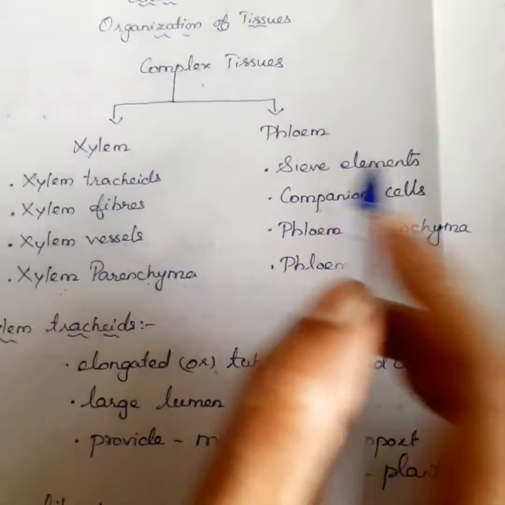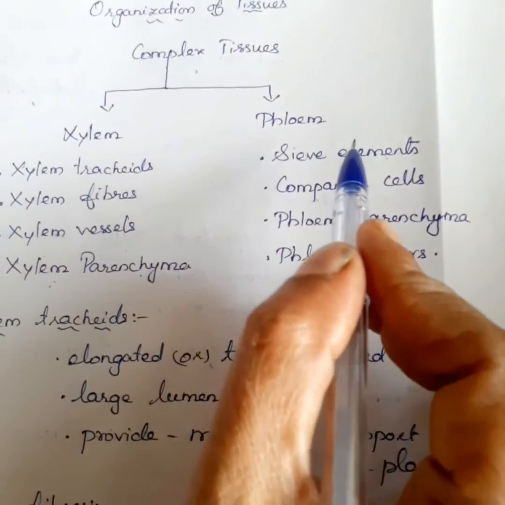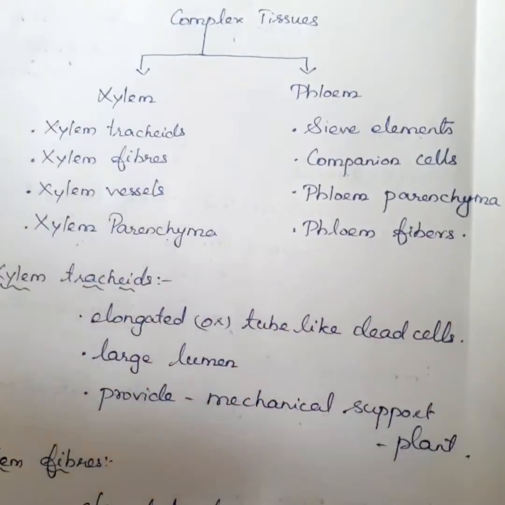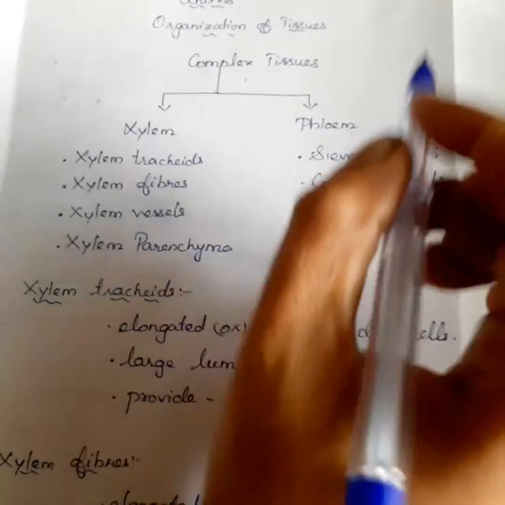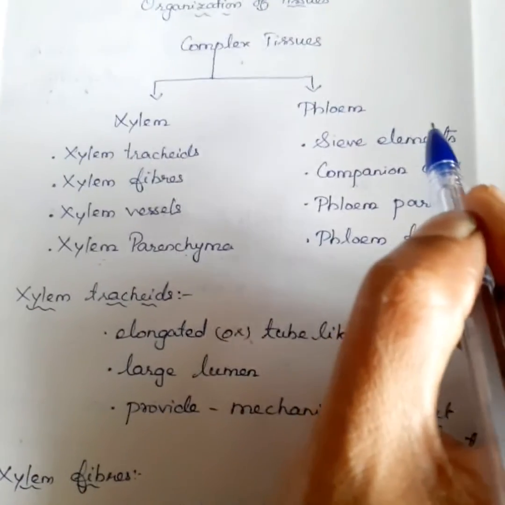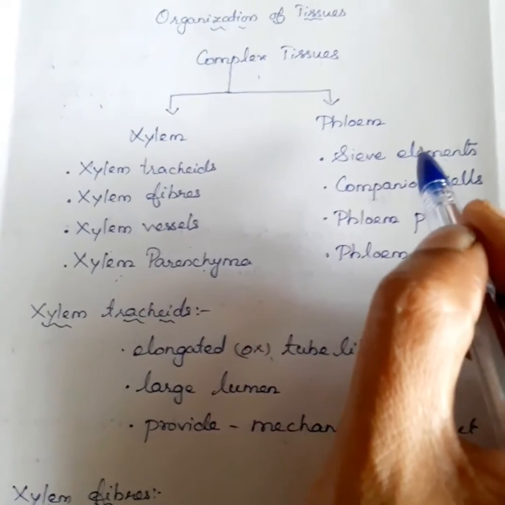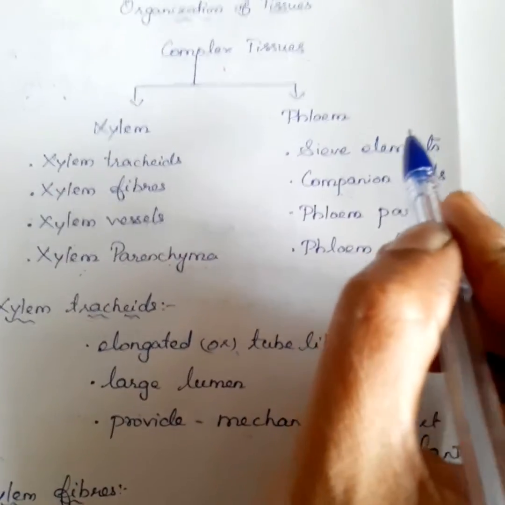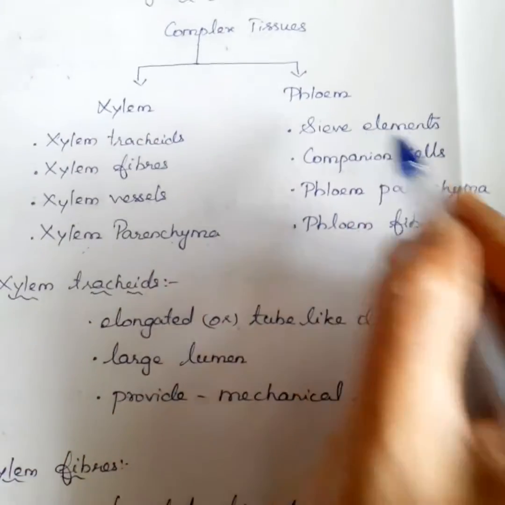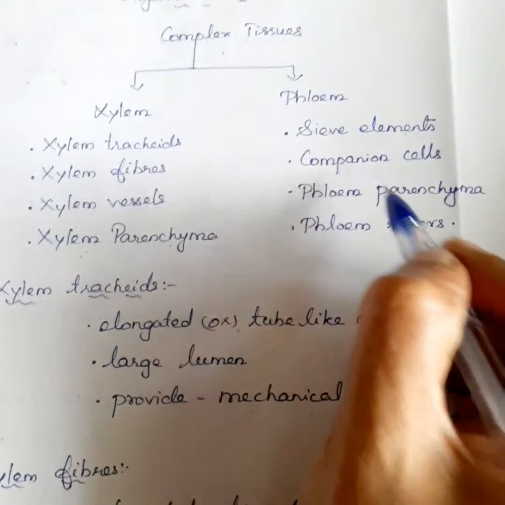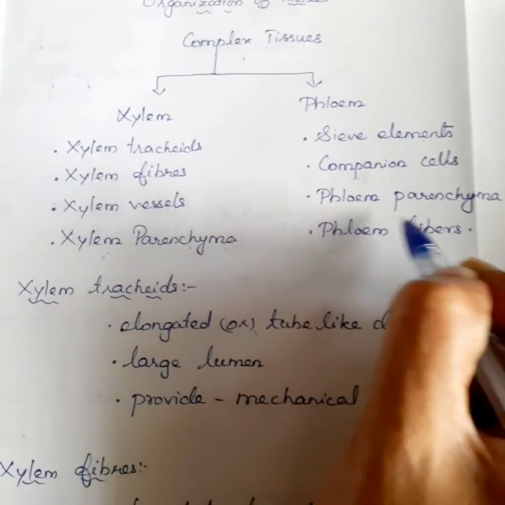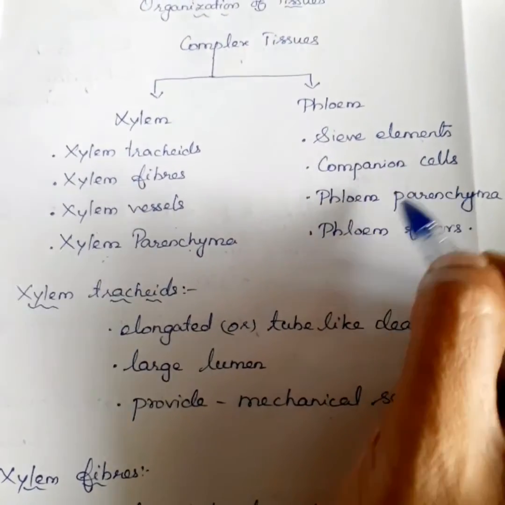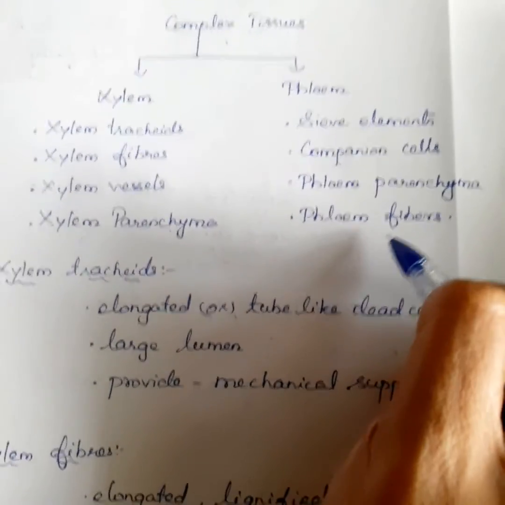Next, we are going to discuss phloem. Phloem is a conducting tissue and phloem is a complex tissue. What is the main function of phloem tissue? It transports food to the parts of the plants. It is made up of living tissue. Okay, it consists of four elements. They are sieve elements, companion cells, phloem parenchyma, phloem fibers.